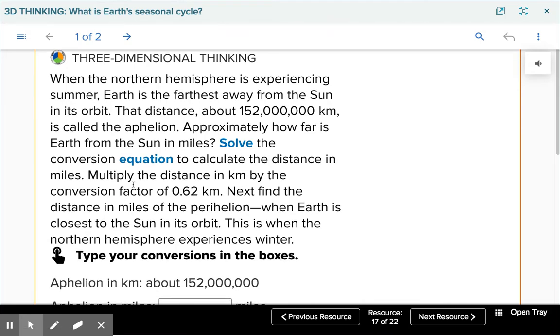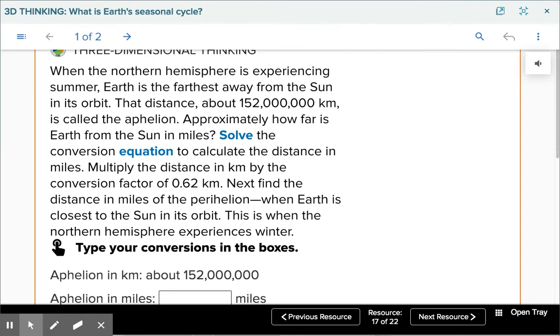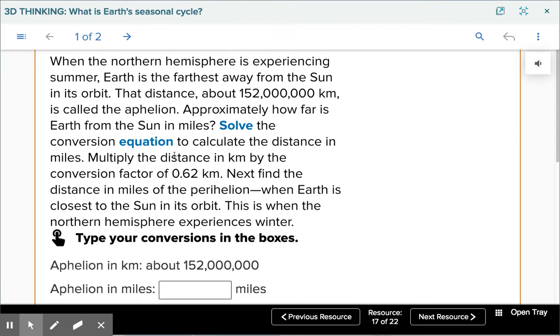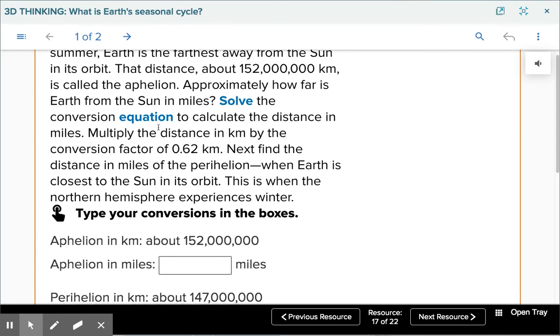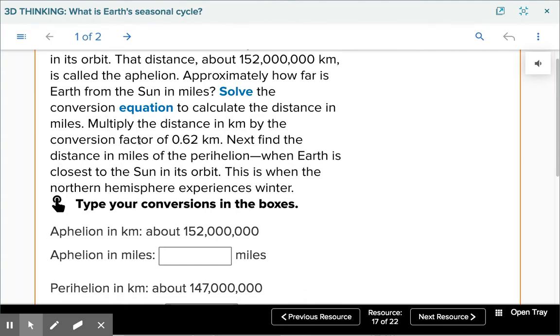Approximately how far is Earth from the sun in miles? So to solve this, you're going to convert kilometers to miles. The conversion equation to calculate the distance is below. You're going to multiply the distance in kilometers by the conversion factor of 0.62. What that means is in every 1 mile, there's 0.62 kilometers. So 0.62 kilometers is smaller than 1. So a mile is slightly longer than 1 kilometer.